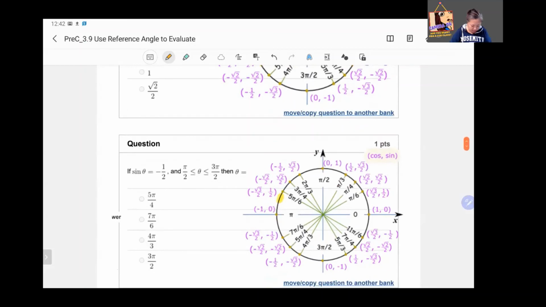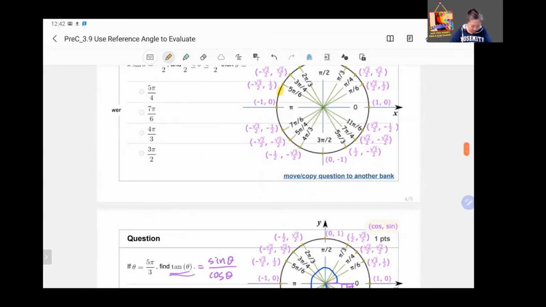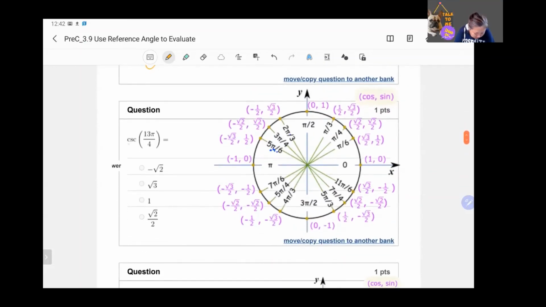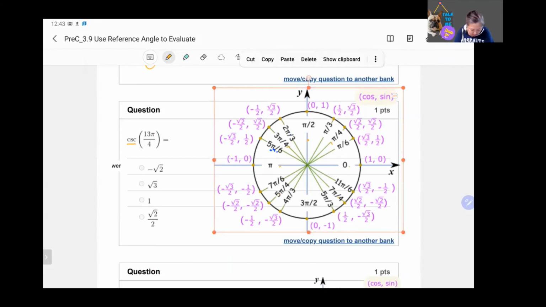Okay, how many problems left? Okay, we're almost there. Now, this is cosecant 13 pi over 4, and this is big. But we can still find 13 pi over 4 here, okay? So that means we have to go through 13 pieces of pi over 4. So 1, 2, 3, 4, 5, 6, 7, 8, and then we already covered all 2 pi, but it's only 8. So now 9, 10, 11, 12, 13.